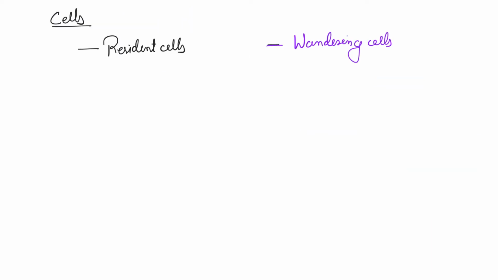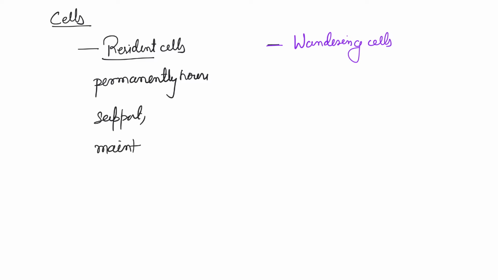So when we start talking about cells, there are two basic classes of cells in connective tissue. One is the resident, another is wandering. Now the word itself tells you all. Resident means it is going to be there, permanently housed. And what would be the function of these cells? That would be to support, to maintain, and repair. So they would support the cells, they would maintain the tissue, and if any damage occurs, they are going to do the repair work, right? So they are going to perform these functions.